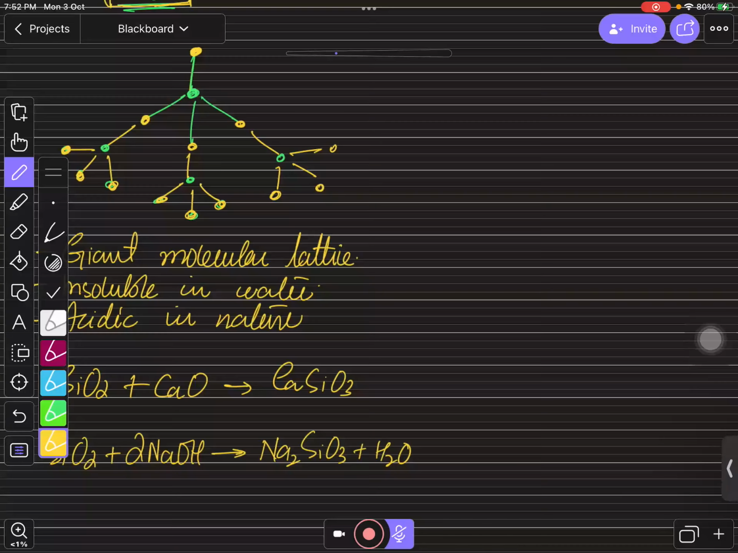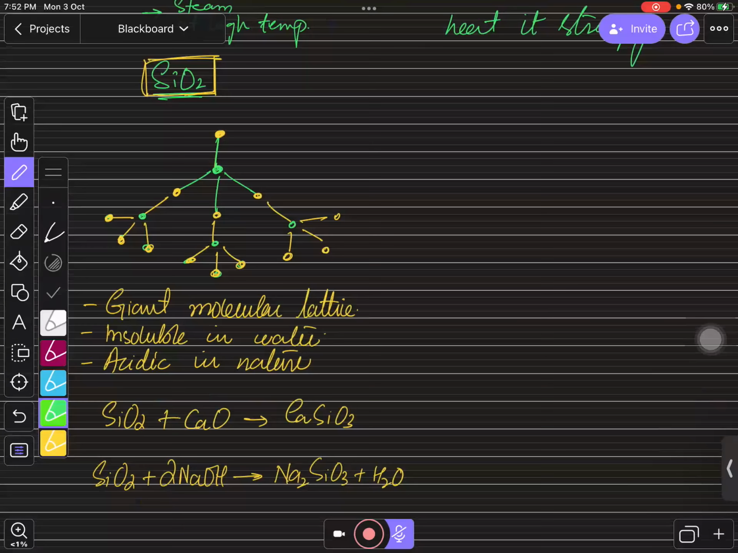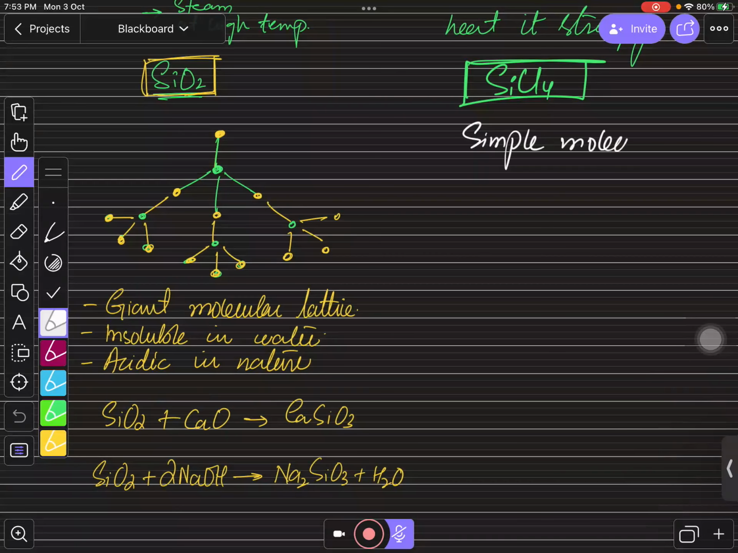And one more important one is silicon tetrachloride, which is also very important. It is a very simple molecule, right? So this is actually a simple molecular structure. This is not giant. This is simple molecular because it has only covalent bonds, right? It is silicon with 4 bonds to 4 chlorines. That's all. So this is a simple molecular structure, right? So SiCl4 can dissolve in water and it will be acidic in nature. So you can say that silicon tetrachloride is soluble in water and gives an acidic solution, right?